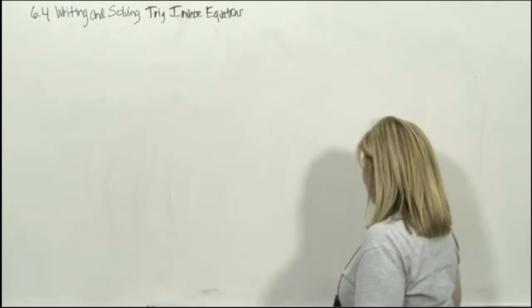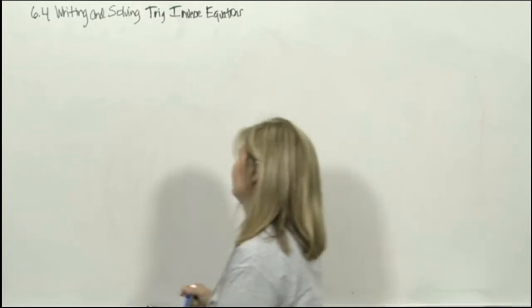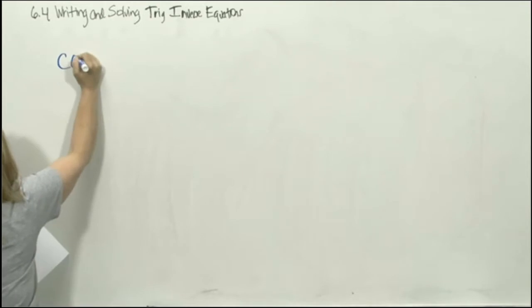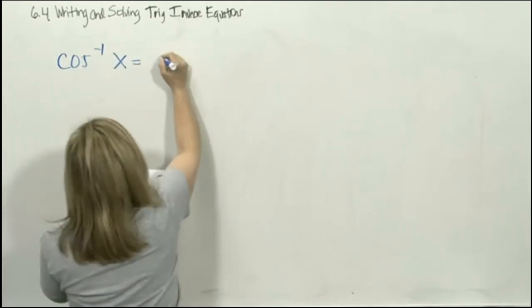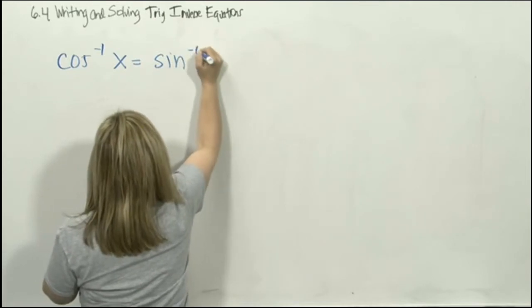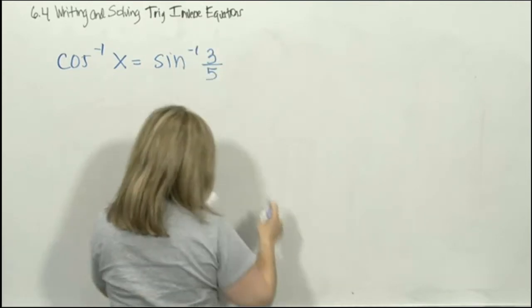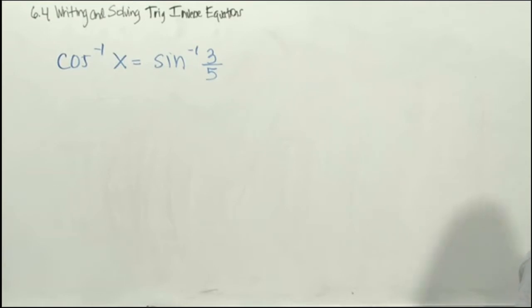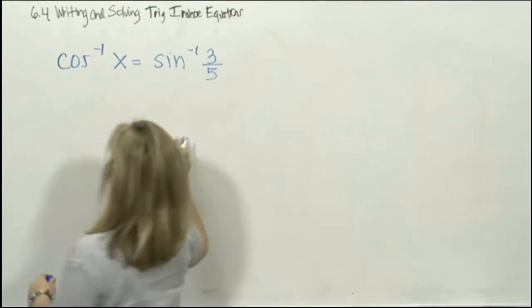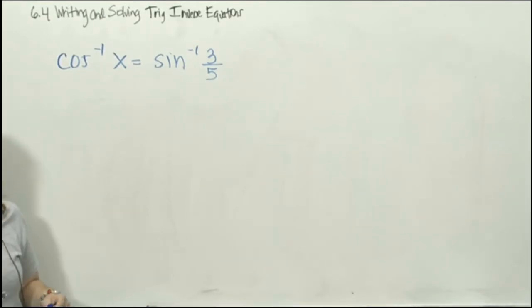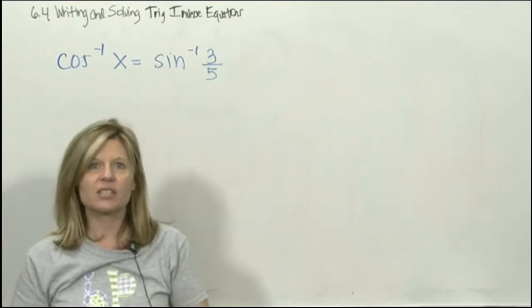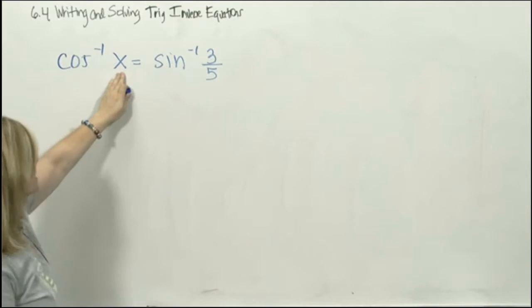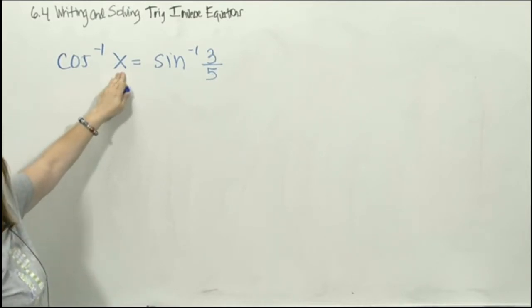Our last equation is real simple. Cosine inverse of x equals sine inverse of 3/5. Okay. So if I look at this equation, I know it's a trig inverse equation. I see the inverse symbols. Our job is to solve for the variable. The variable is x.